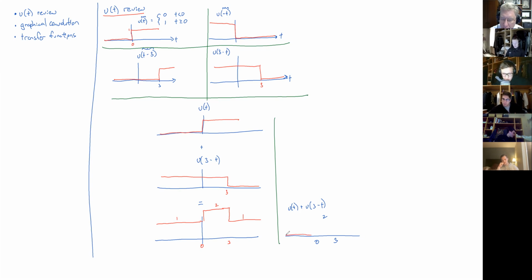If you wanted to create a top hat that was 0 up until 0, popped up to 2 until time equals 3, and then went back to 0, that's almost the same thing as what we've got to the left, but it's not quite. What we have to the left, we said, is u of t plus u of 3 minus t. So how can we modify that to make it just simply this? What can we add or subtract to this waveform to bring it back down so that it's 0 for most of its life, except between 0 and 3, where it's 1?